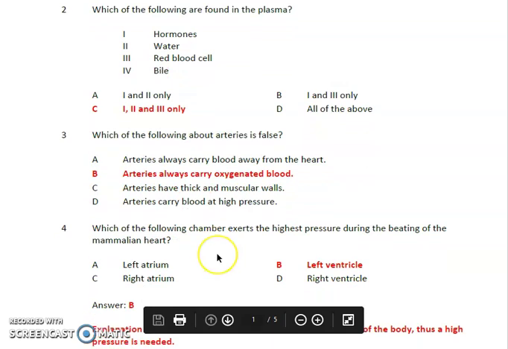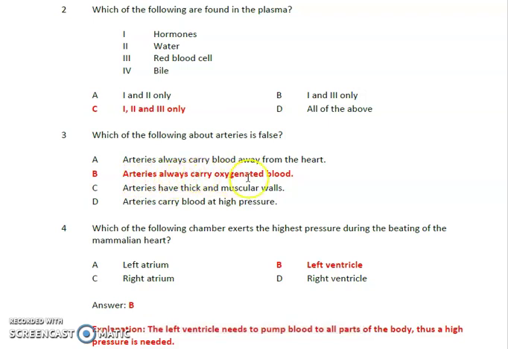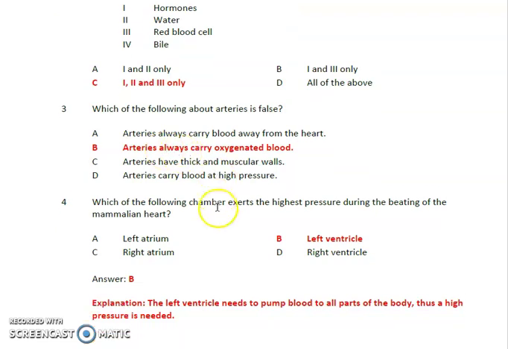Question 3. Which of the following about arteries is false? Okay, it should be arteries always carry oxygenated blood. This is false. Okay, because there is actually one artery known as the pulmonary artery. It will actually carry deoxygenated blood, okay, to the lungs, okay, for it to receive the oxygen. So arteries doesn't always carry oxygenated blood. So answer here is B.